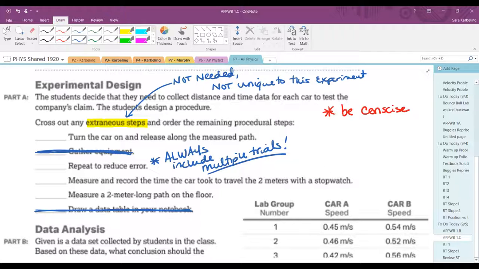Awesome. Okay. I think these other 4 are okay. What's the order? Help me out, quick. 1 for measure a 2 meter long path and 4.